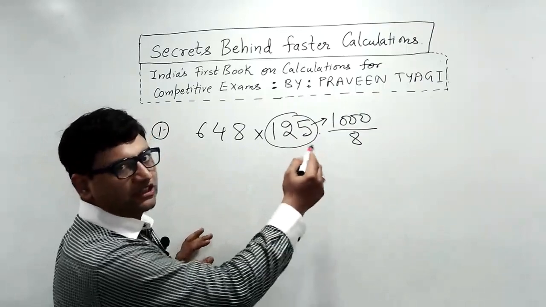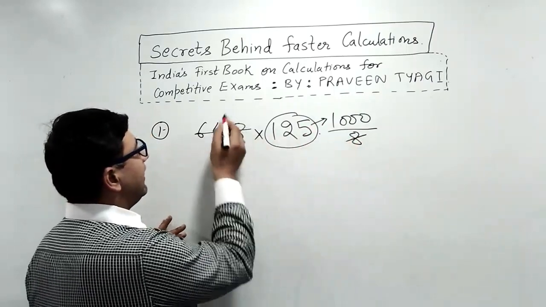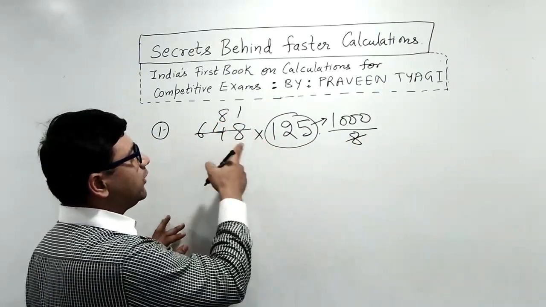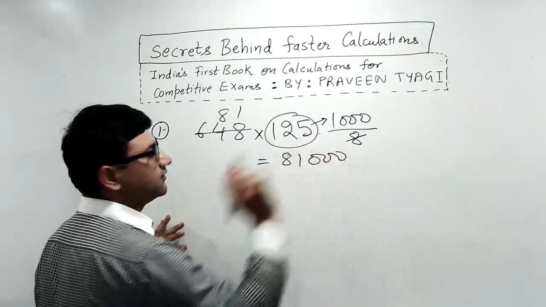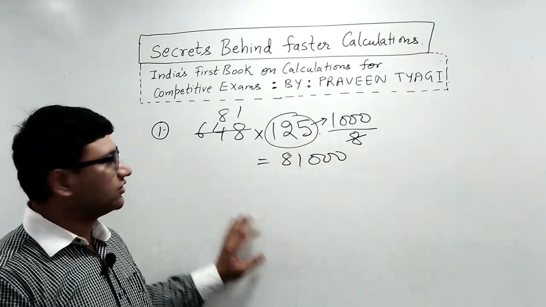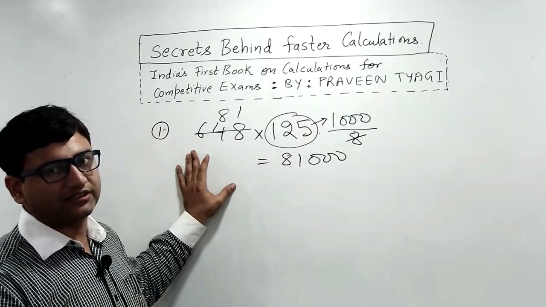125 is written as 1000 divided by 8. So when you cancel this with 8, you get 81. 8 8s are 64, 8 1s are 8. So 81 into 1000 gives you the multiplication as 81,000. And the job is done. Now this thing can be done mentally without pen in less than 5 seconds.